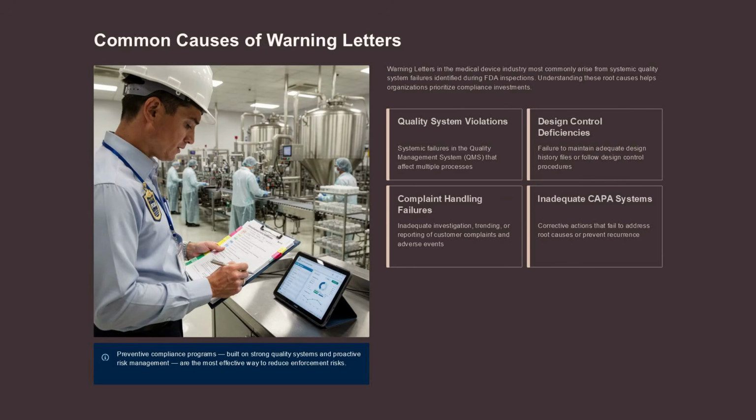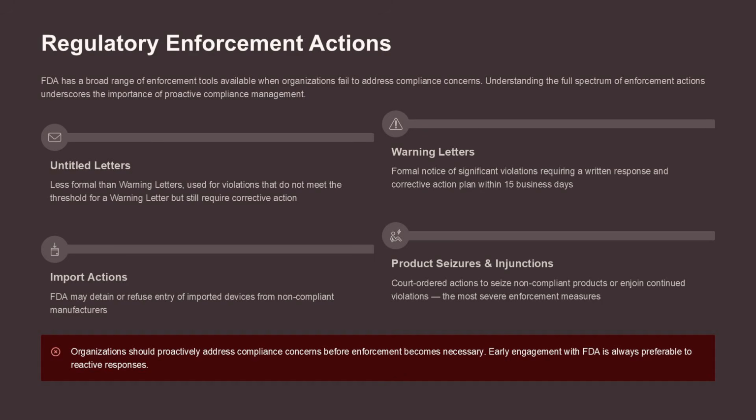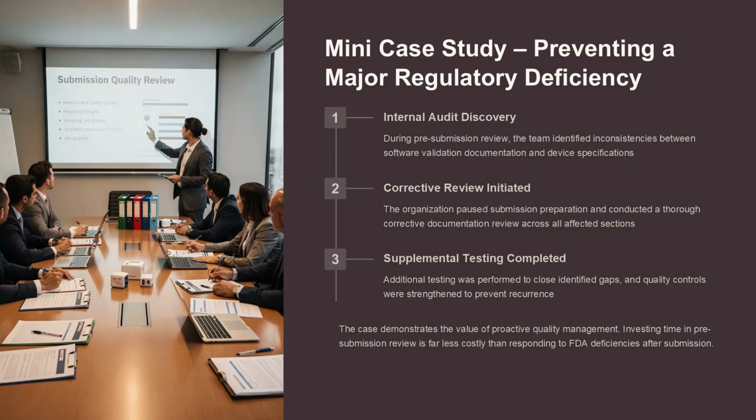Common causes of warning letters include quality system violations and inadequate CAPA systems. Preventive compliance programs are essential to reduce enforcement risks. The FDA has various enforcement actions available for compliance concerns. Understanding these actions underscores the importance of proactive compliance management. A proactive approach to regulatory compliance can prevent major deficiencies. This case study highlights the importance of internal audits, corrective reviews, and supplemental testing.